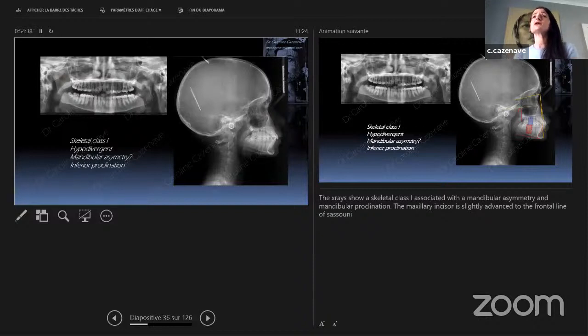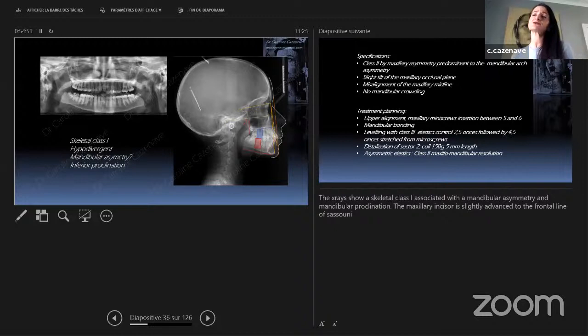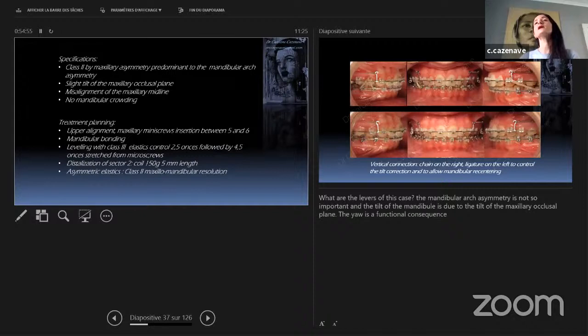The X-rays show a skeletal class 1 associated with a mandibular asymmetry and a mandibular proclination. The maxillary incisor is slightly advanced to the frontal plane of Sassouni. So what are the levels of this case?